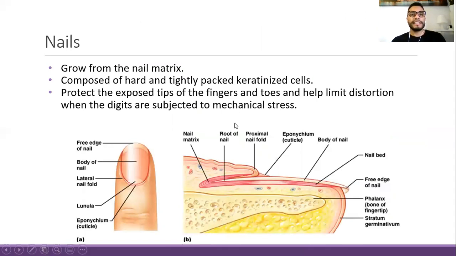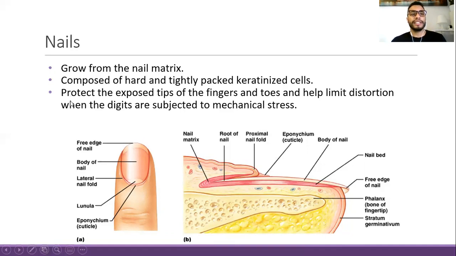And now we have the skin appendages. Those are accessory structures in the integumentary system. We have nails. They grow from the nail matrix that you see here, and they are mainly composed of hard and tightly packed keratinized cells. Those cells form keratin, but very highly packed. This is what gives the hardness of the nails.